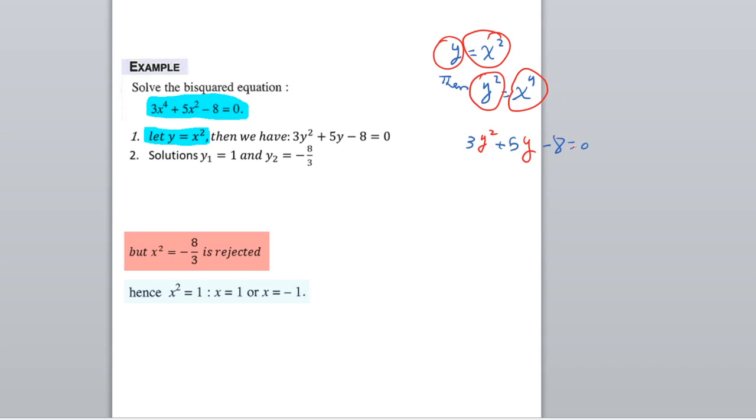Of course, yes. Now you need to solve this. Here you may use a calculator, it's okay: 3y squared plus 5y minus 8 equal to 0. How to solve it? Go to the calculator's quadratic equation mode, put in 3, 5 and minus 8, and solve it. It gives you the answers: y1 equal to 1 and y2 equal minus 8 over 3.